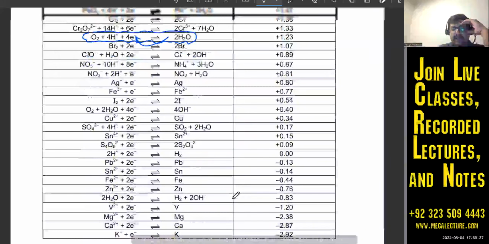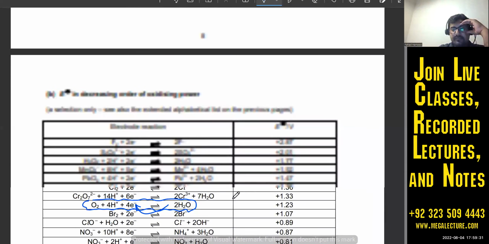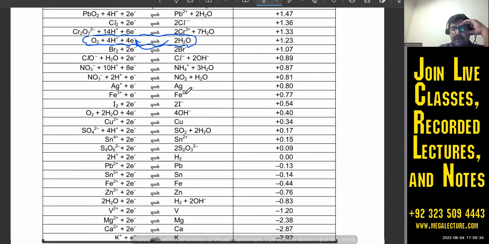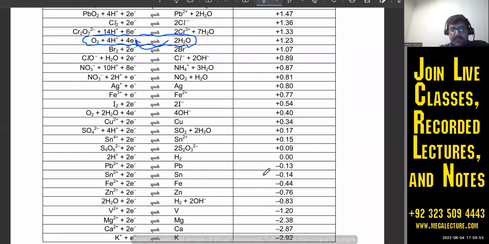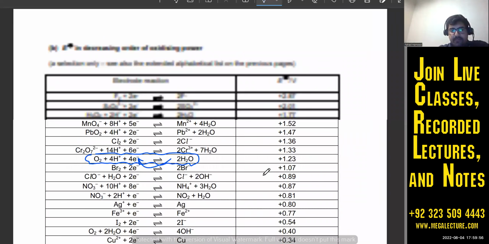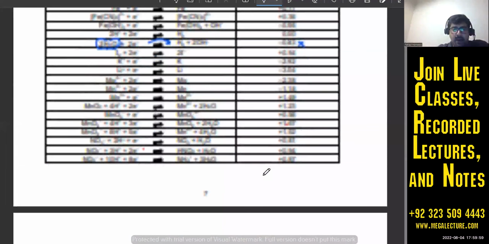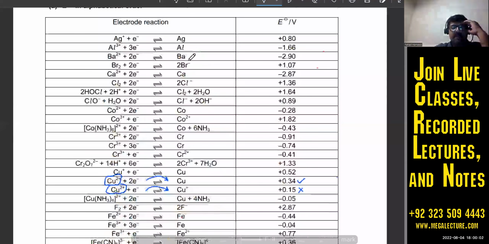Where is iodine? Under I, you don't find any equation for iodate(V), right? So I guess the only equation for acidified iodate(V) is this one. That's the only one. He's saying with bromide, so go in the data booklet and find an equation for bromide. Bromide is over here. There's only one equation, which is this one, and it's 1.07 volts. So I'm going to use that.